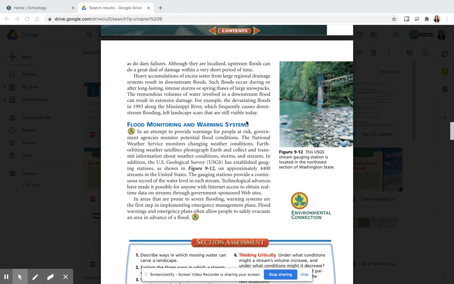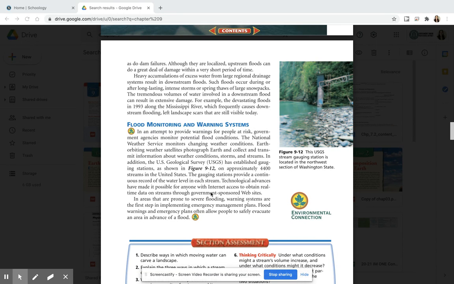Such floods occur during or after long-lasting intense storms or spring thaws of large snowpacks. The tremendous volumes of water involved in a downstream flood can result in extensive damage. For example, the devastating floods in 1993 along the Mississippi River, which frequently causes downstream flooding, left landscape scars that are still visible today.